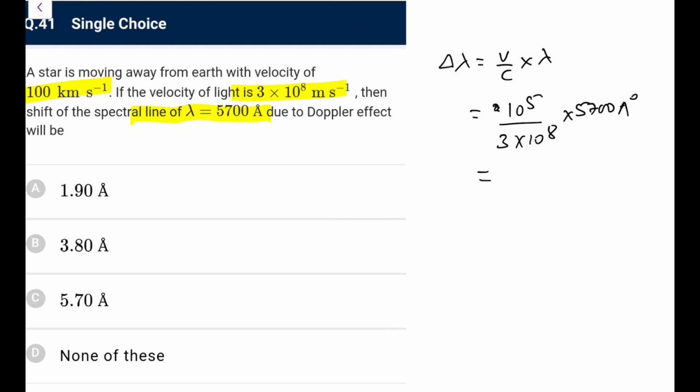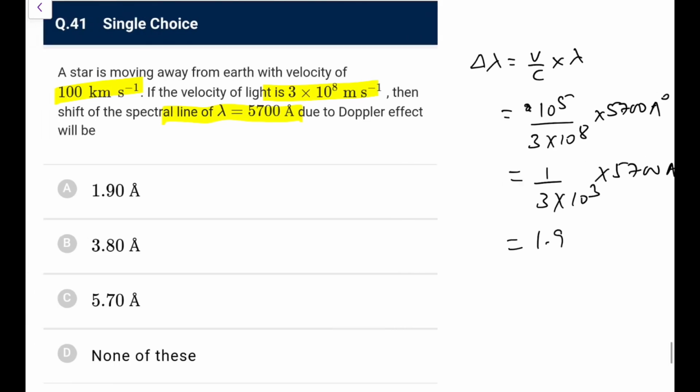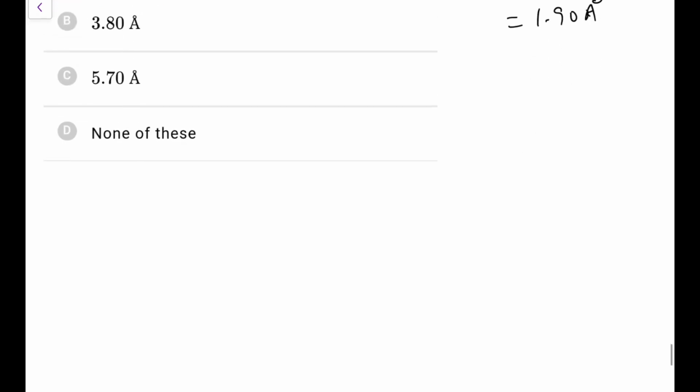So what we have, this is 1 upon 3 into 10 raised to the power 3 into 5700 angstrom. So it is 5.7 by 3. That would be 1.90 angstrom. That is the shift you will see. It is going away, so it would be the red shift if I recall correctly.